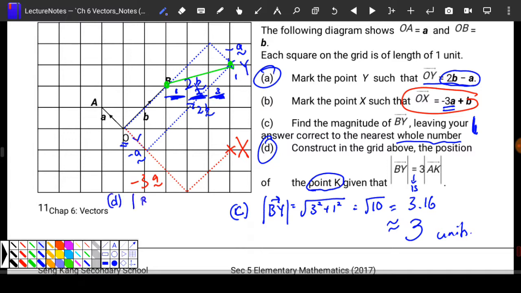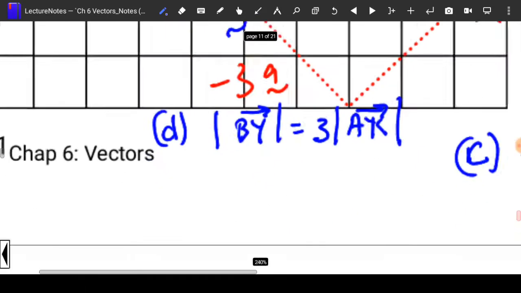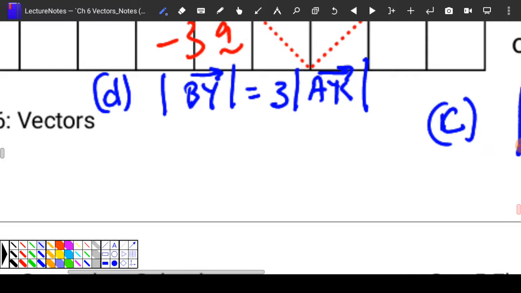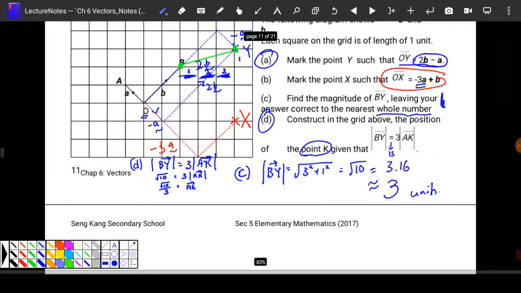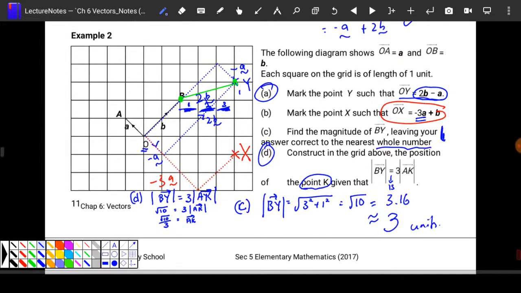Okay, maybe we try to explore. This means magnitude, right? AK, magnitude. Alright, I zoom in a bit. Now, BY magnitude is root 10, right? So this is 3 times of AK. So AK will be what? So root 10 over 3. Yeah, 1.0 something. But because part C wants us to round off to the nearest whole number, so are we talking about whole number?